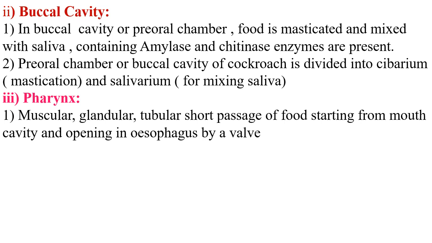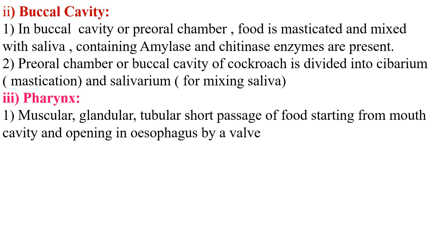The first one is called the cibarium. That is the mastication part, the mechanical digestion part, where food material is broken down into smaller pieces. The second component is called the salivarium. Now salivarium, as the name indicates, is the region where food material will be mixed with the saliva, and saliva contains the enzyme for digestion. So the initial part of the digestion of carbohydrate material will occur within the salivarium.